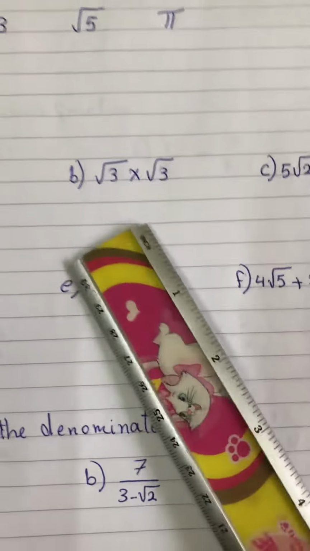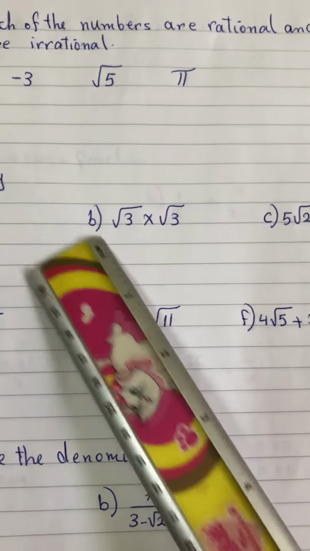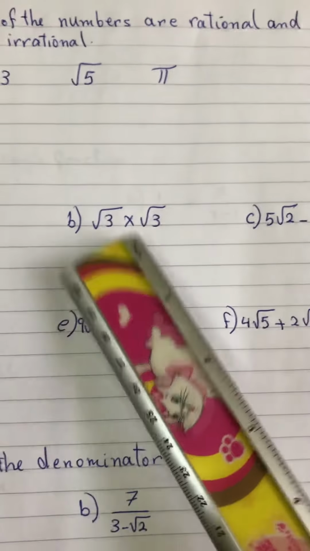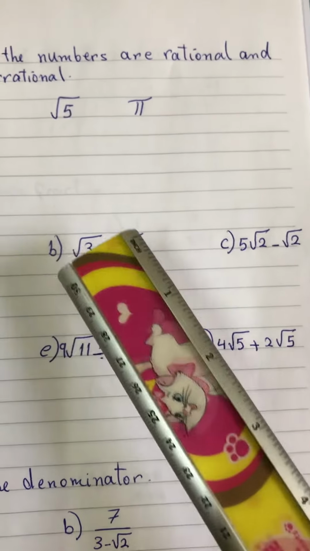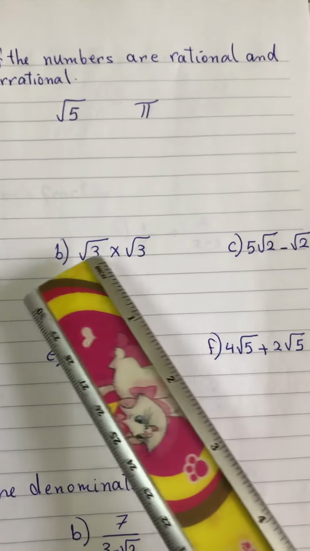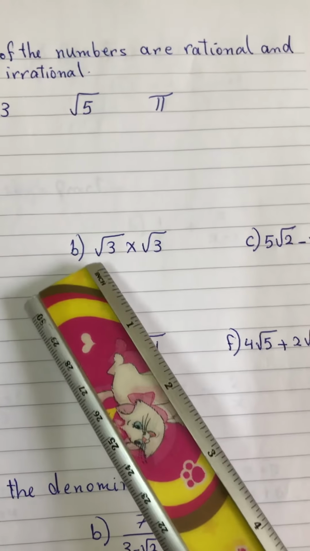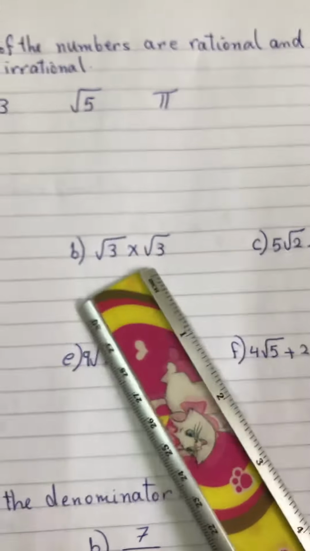Here is multiplication: multiply two square roots, so we can make just one square root and multiply the numbers with each other. But here we have a fact: if you multiply a square root by itself, you will get the number under the square root only, because it will be the square root of 3 times 3, which equals 9.